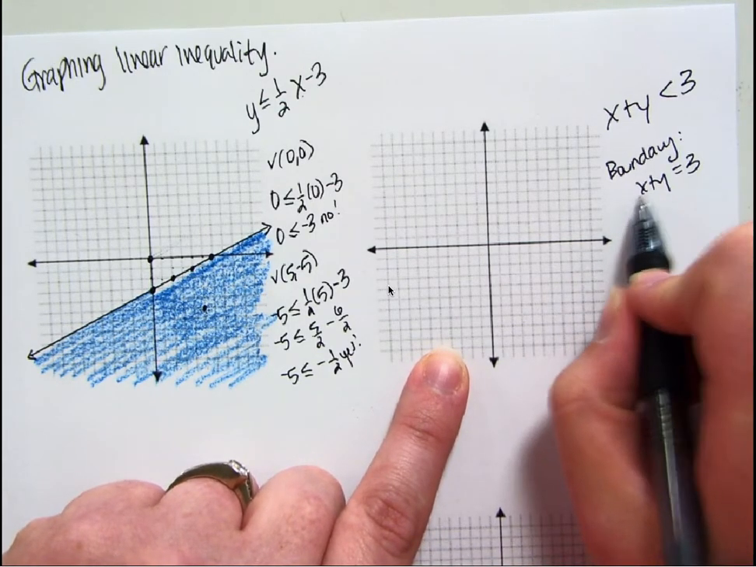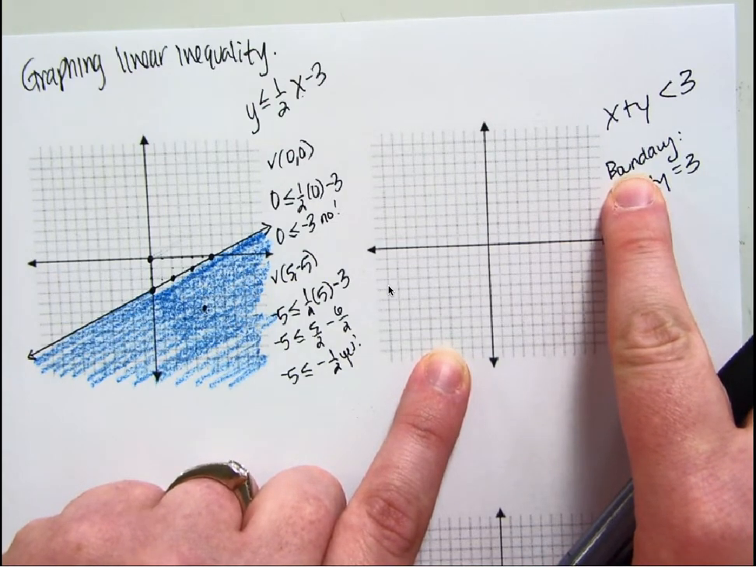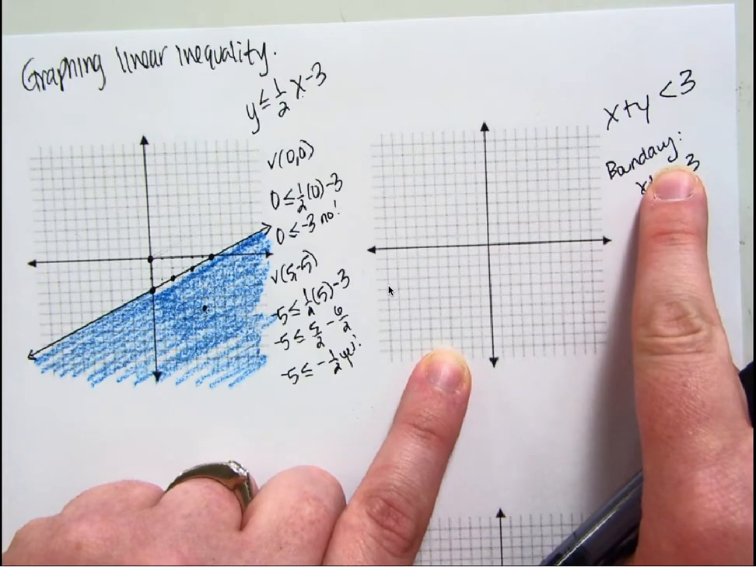So graphing x plus y equals 3, standard form, we plot the intercepts. So our y-intercept is 3, and then our x-intercept is 3.